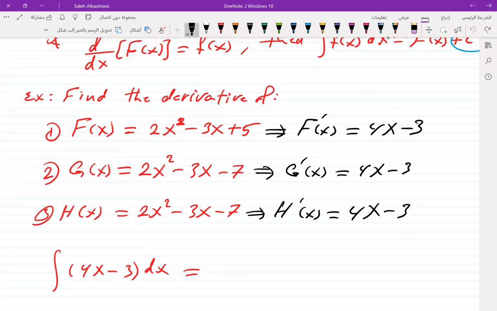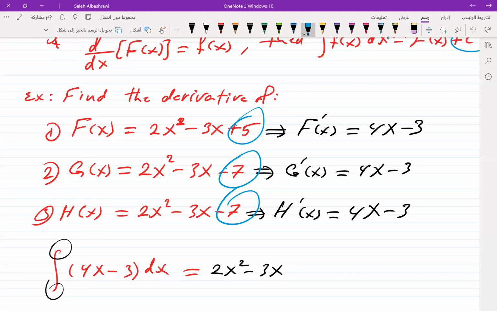To find the integration for this, because it is indefinite, and indefinite means there is no limit for this one, I will say it is 2x squared minus 3x. I'm going to explain how you can find this. But since the three functions give me the same derivative, the only difference is in the constant. Let me choose 10, for example, there. The only difference is in the constant.